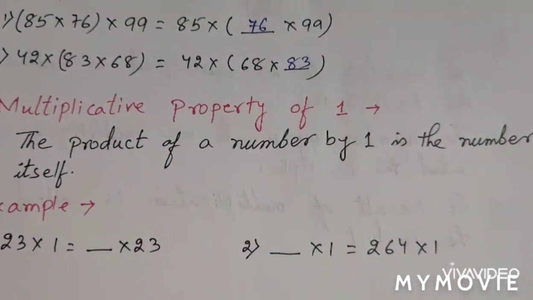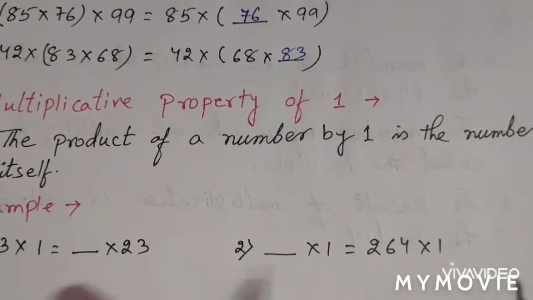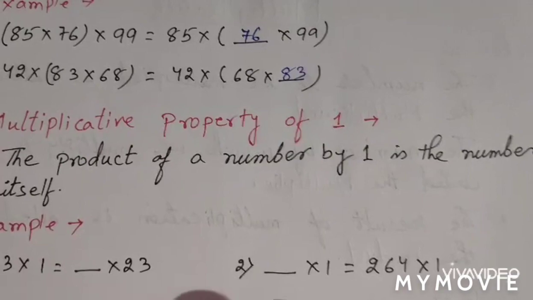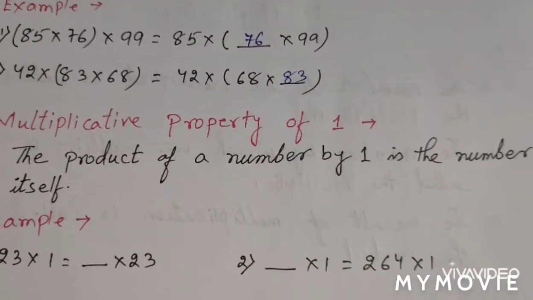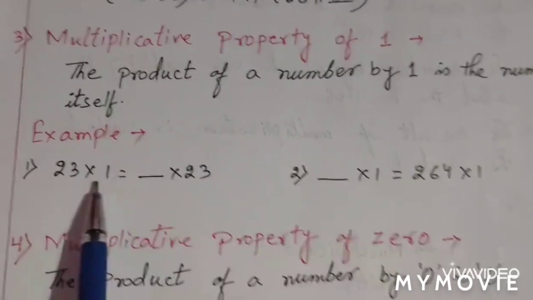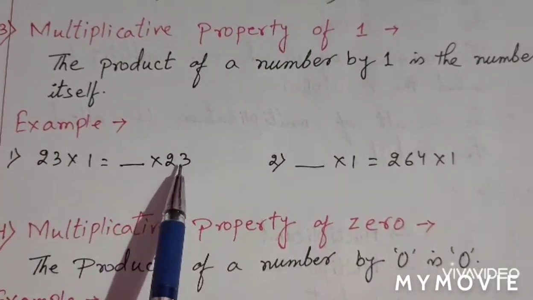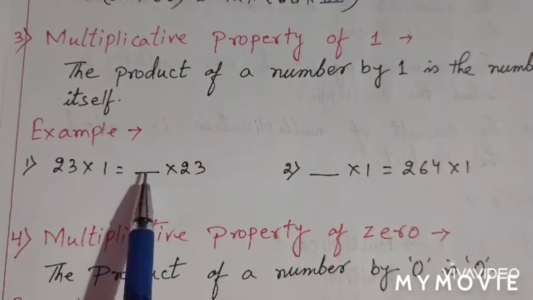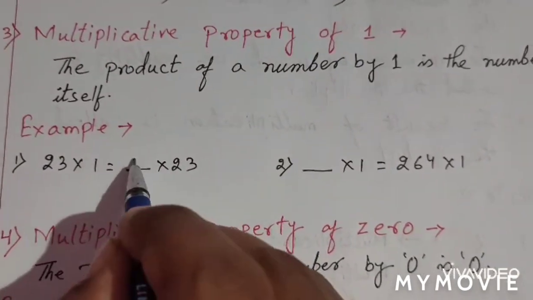Okay, the third part is your multiplicative property of 1. Children, you must know that 3 into 1 will give you 3, 4 into 1 will give you 4. That means whenever we multiply with 1, it gives the number itself. Okay, just see, 23 into 1 equals dash into 23.